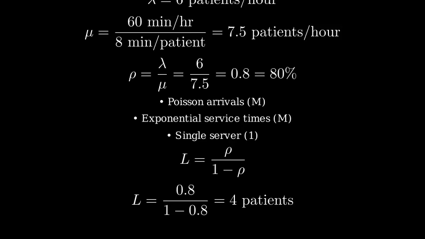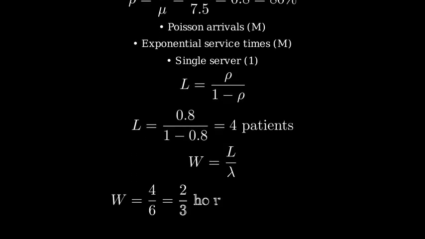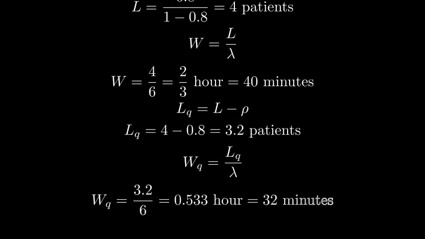Now let's find W, the average time a patient spends in the system. Using Little's law, W equals L divided by lambda. This gives us 40 minutes on average per patient. Let's calculate Lq, the average queue length, which equals L minus rho, giving us 3.2 patients. And Wq, the average wait time in queue, equals Lq divided by lambda, giving us 32 minutes.